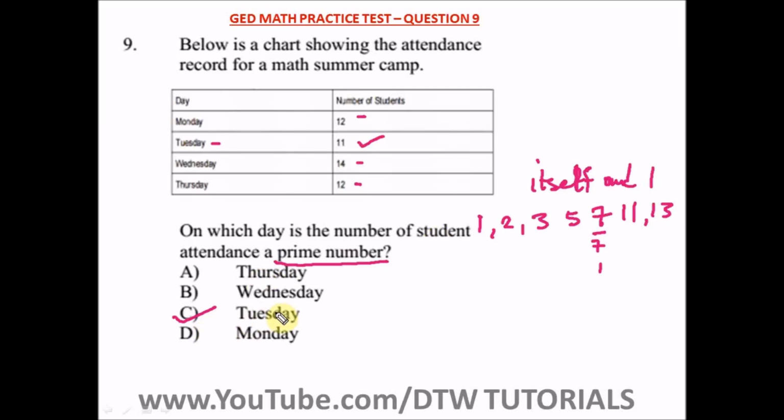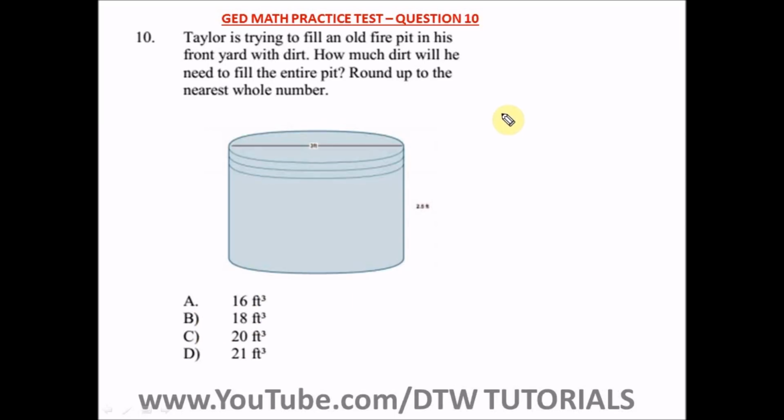Question 10 of the GED Math Practice Test says, Taylor is trying to fill an old fire pit in his front yard with dirt. How much dirt will he need to fill the entire pit? Round up to the nearest whole number. So after we find how much dirt he needs, we should round up to the nearest whole number.